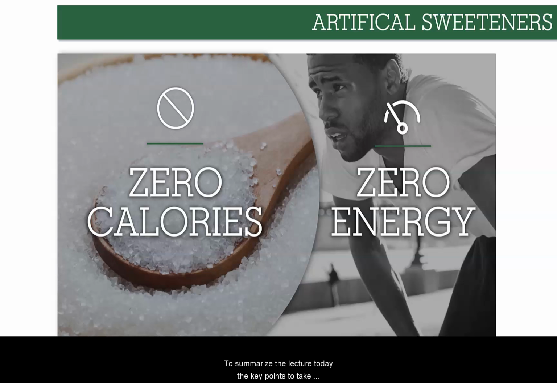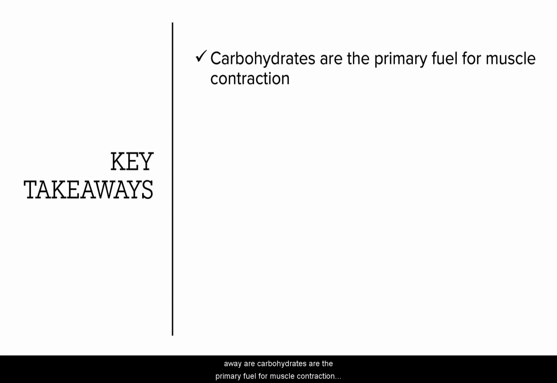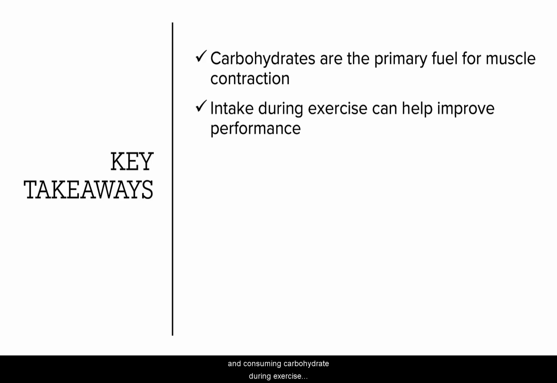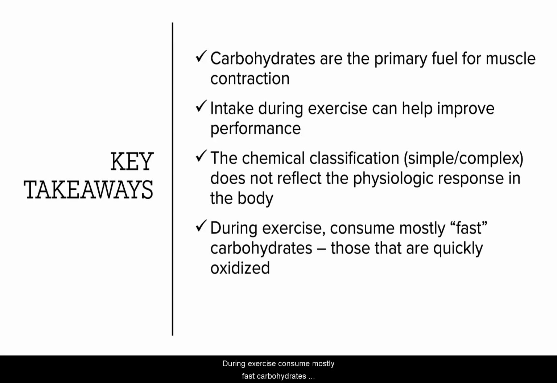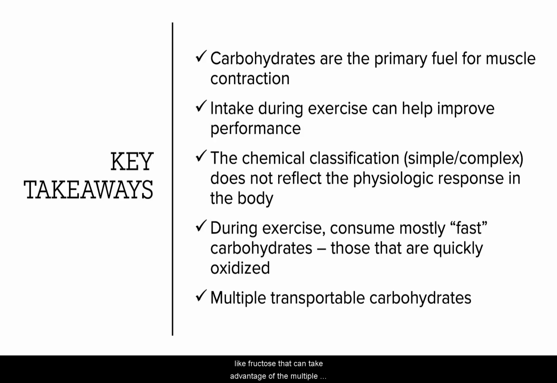To summarize the lecture today, the key points to take away are: carbohydrates are the primary fuel for muscle contraction, and consuming carbohydrate during exercise can help improve performance. The chemical classification of simple or complex does not reflect the physiologic response in the body. During exercise, consume mostly fast carbohydrates, those that are quickly oxidized, but also use a slower sugar, like fructose, that can take advantage of the multiple transporters in the intestine to deliver more energy and help avoid GI upset.